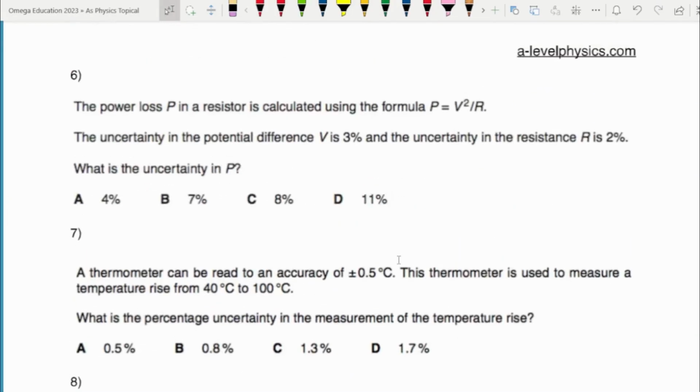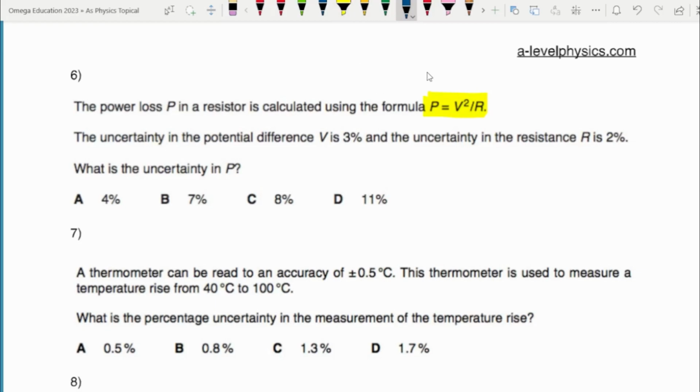Okay, let's take a look at question number 6. What is the uncertainty in P? So P is the power, given over here. The expression is also given. Even if you have not studied the topic of electricity, even at IGCSE or O level, you study this formula of power, but even understanding of this formula is not required here, at least for this question. You need to find the uncertainty in P.